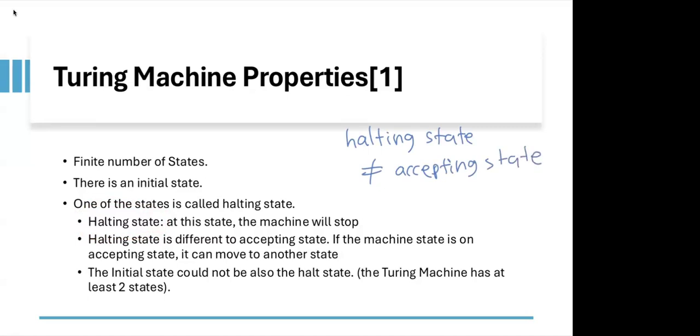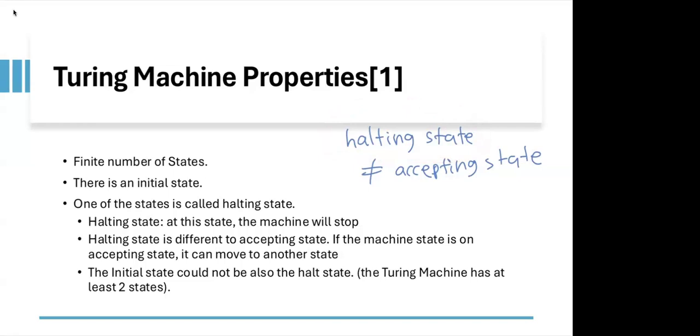Not the same in the sense that, in accepting state, like what we learned in finite automata and also push down automata, when we reach an accepting state we may still continue to read the input symbols. The string will be accepted if we finish reading and end in an accepting state. But in Turing machine, if it reaches the halting state, it will stop. So the machine will stop if it reaches the halting state.